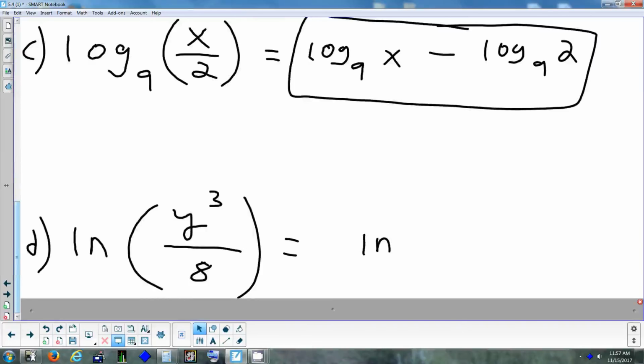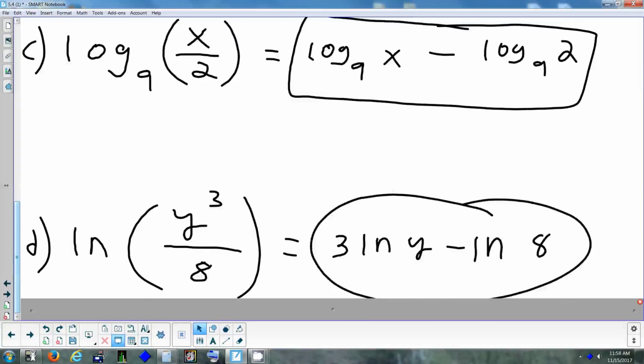And what do you think is going to go with that? Isn't it y to the third? Well, you would have y to the third, but then what about the 3? Where does it go? Nina? So it's ln y to the third, but then the 3 goes in front. It's a quotient. So am I going to put a sum or difference? Difference. ln 8. Any question on that?